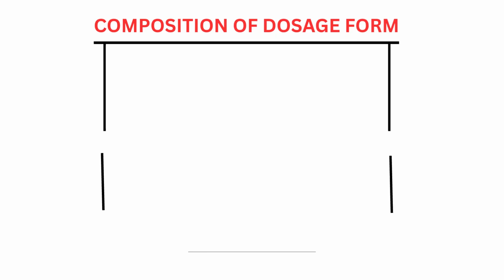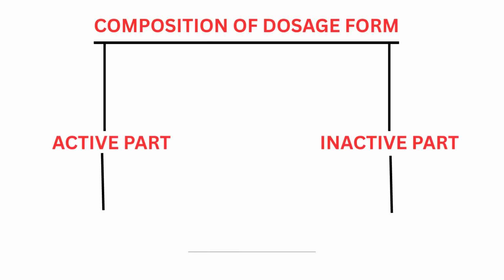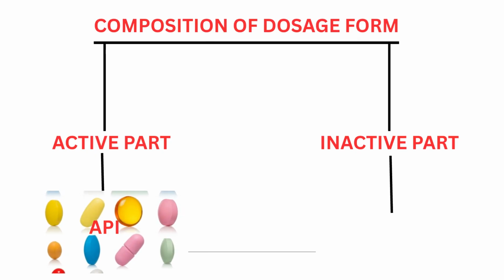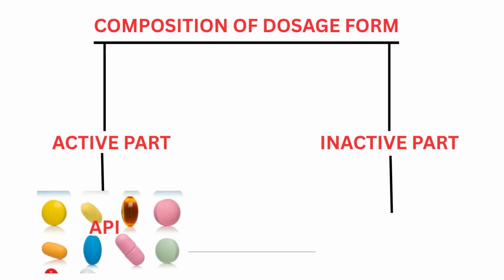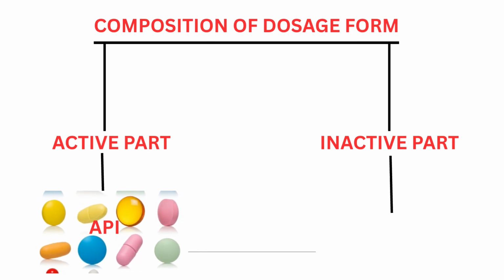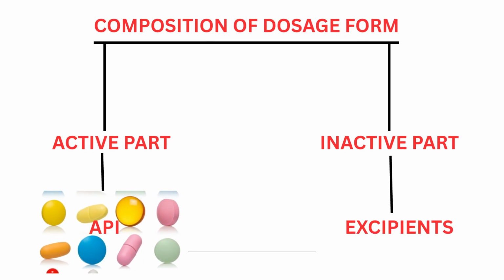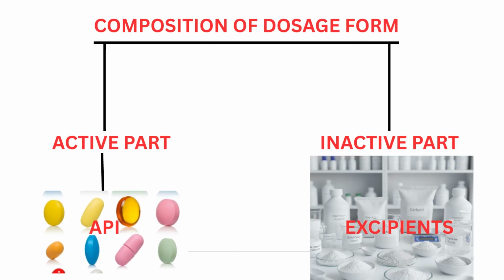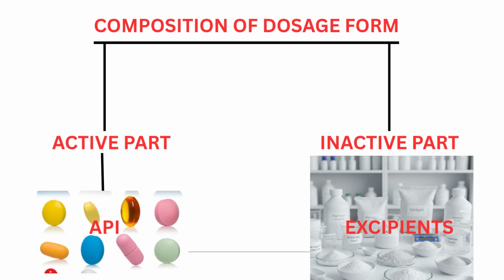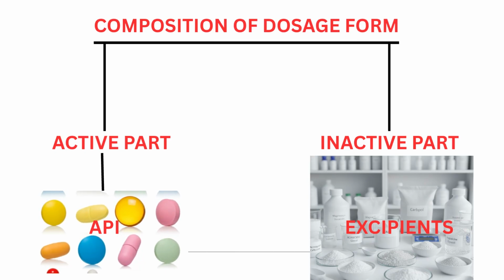Composition of dosage form. A dosage form mainly contains two main parts. One is the active part, another one is the inactive part. The active part is called the drug part, or you can say it mainly contains the active pharmaceutical ingredient, the drug molecule, which is actually having the action on the body. And the other part is called the inactive part, or the non-drug part, which mainly contains excipients. Excipients like coloring agent, sweetening agent, diluents, binding agents. There are various types of excipients.